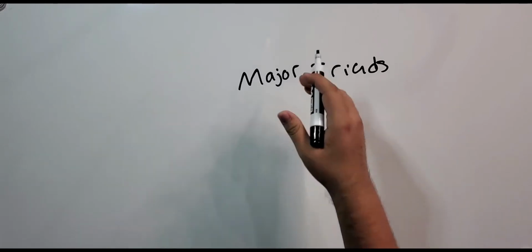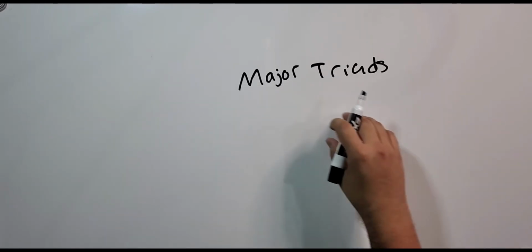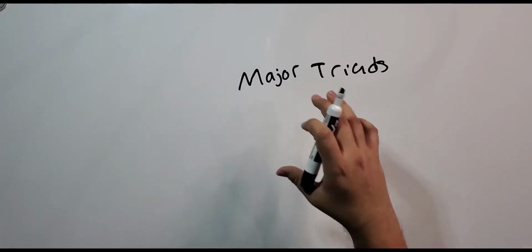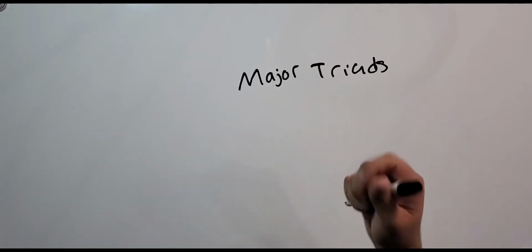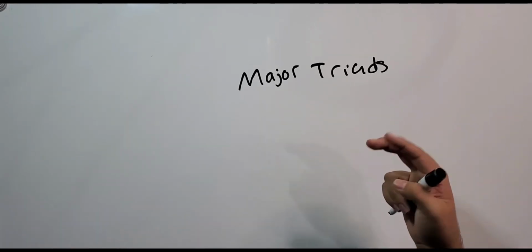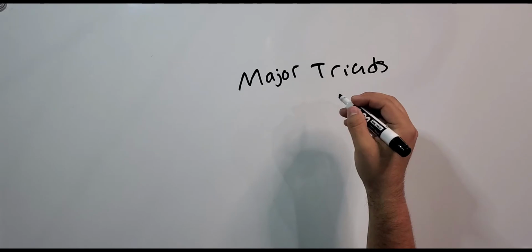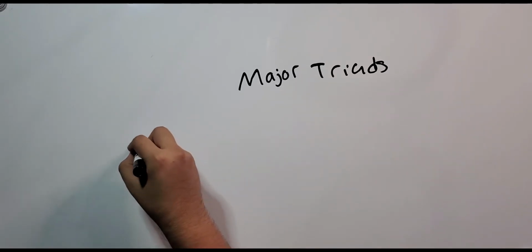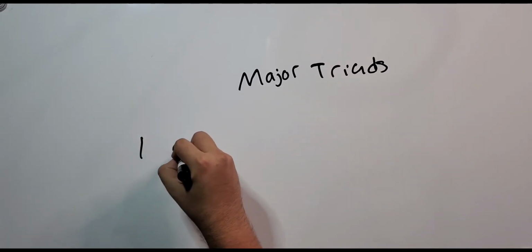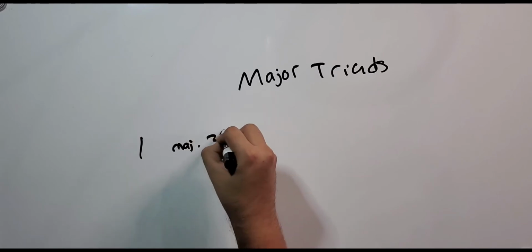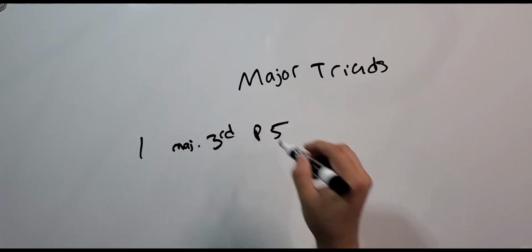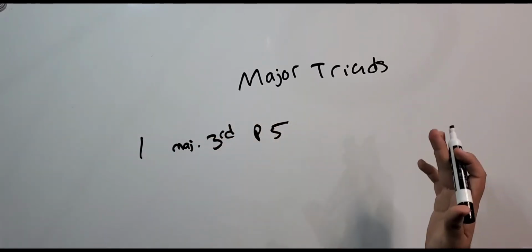Now, the same way with the major scales, the major triad is the beginning chord that we use to identify any other chords such as minor, augmented, or diminished. Okay? So the way we find major triads is we're always going to take the 1, the major third, and the perfect fifth of that specific key.